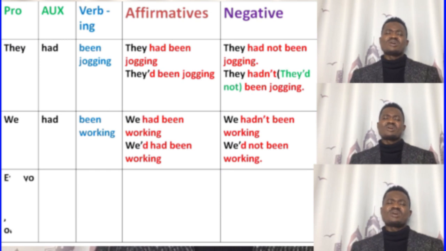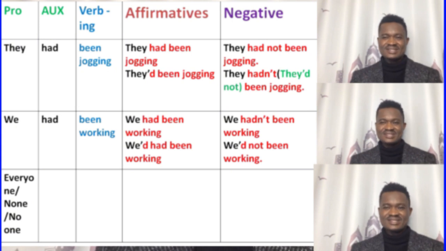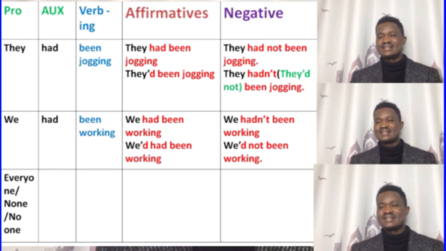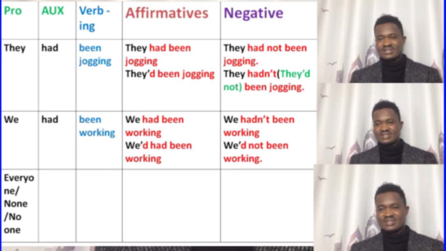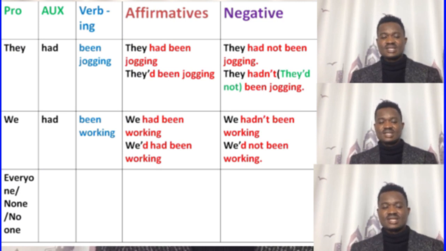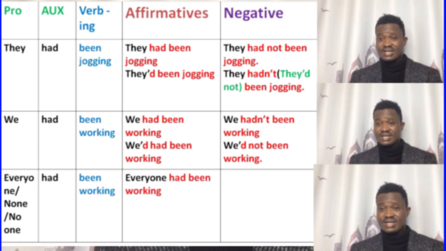Alright, guys, now let's talk about what we call indefinite pronouns. We cannot talk about pronouns and nouns without indefinite pronouns. This is important. When we talk about indefinite pronouns, we have everyone, none, no one. These are indefinite pronouns. Somebody, someone, these are indefinite pronouns. So let's see how we use these indefinite pronouns here. Okay? So let's see, had, auxiliary verb, been walking. So the affirmative form is going to be what? Everyone had been walking. Everyone had been walking.